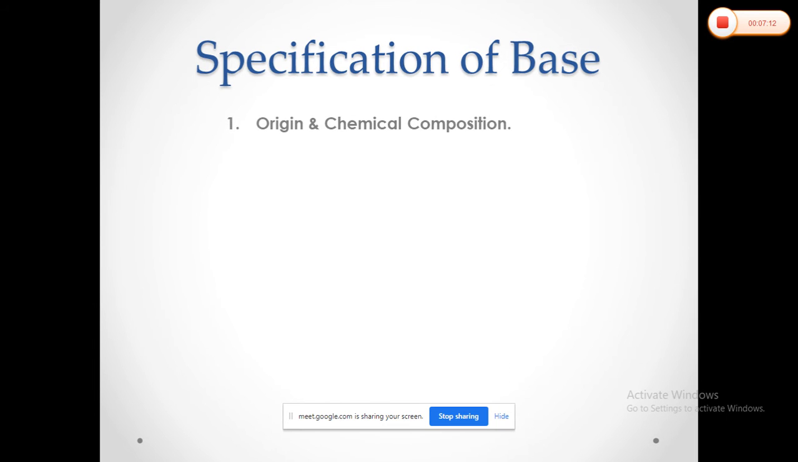So first thing, its origins and the chemical compositions. You must know the brief descriptions of the composition of the base, because that composition reveals the source of the origin, whether it is a synthetic base, or a natural source, or a semi-synthetic source. So basically the chemical structure, the chemical makeup of that particular base, also plays an important role. So we can predict the physical and the chemical compatibility with the other constituents.